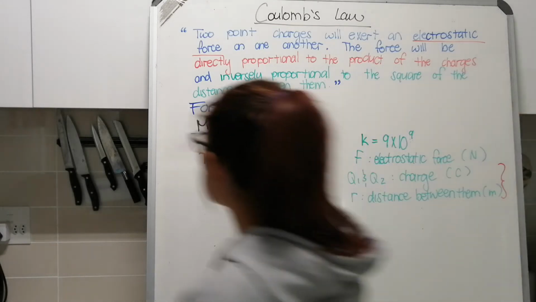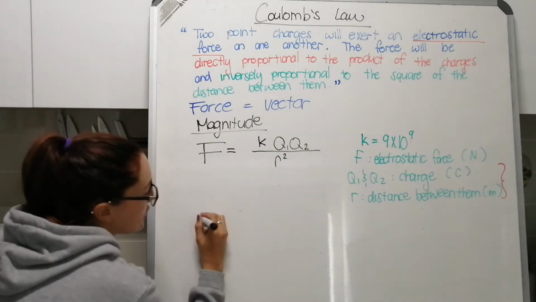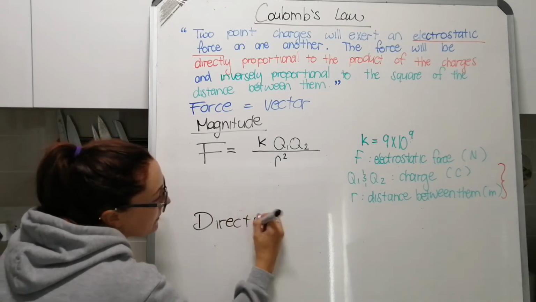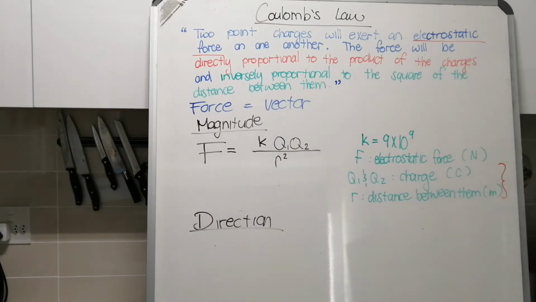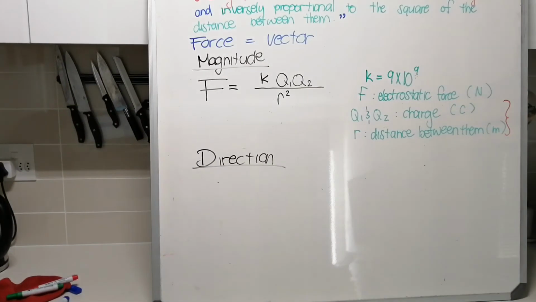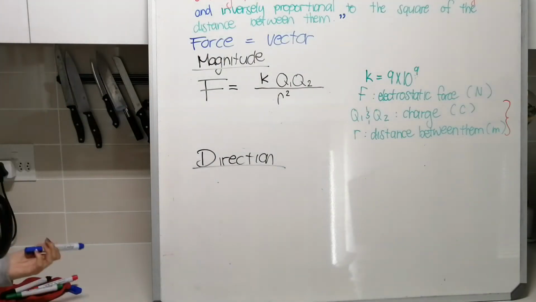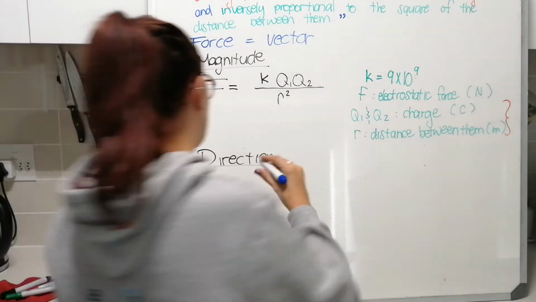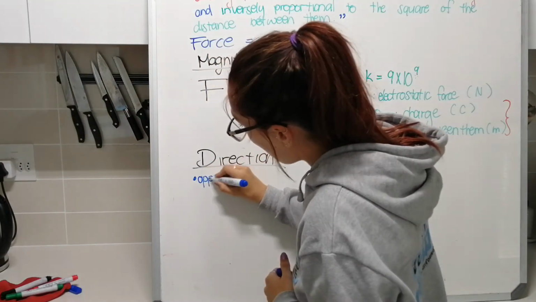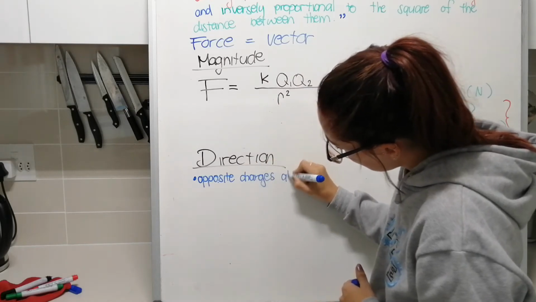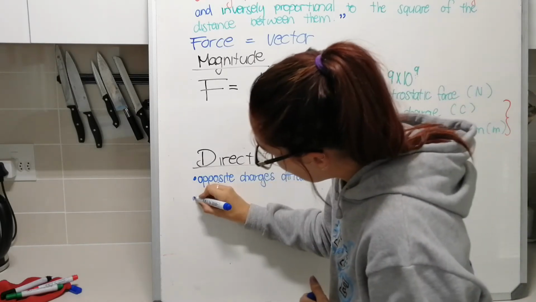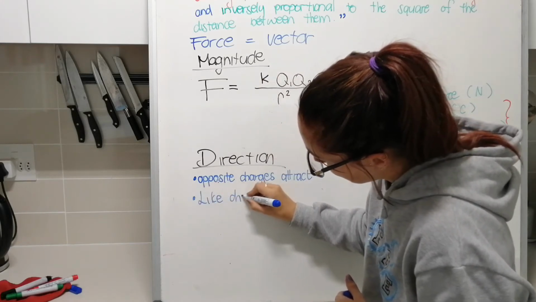But because it's a vector, we don't stop at magnitude. We also need to determine the direction. To determine the direction of the electrostatic force, we make use of logic, basically, and the fact that we know that opposite charges attract and like charges repel.